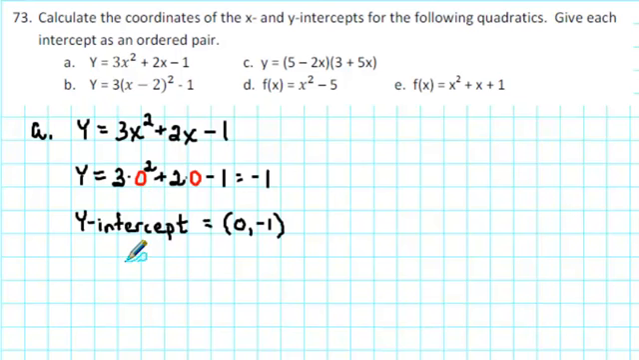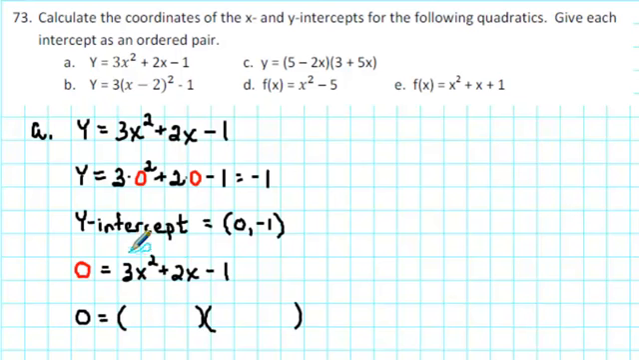To find the x-intercepts, we substitute 0 for y and then solve for x. We get the quadratic equation 0 is equal to 3x squared plus 2x minus 1. We'll attempt to solve this equation by factoring and then use the quadratic formula if we get stuck.